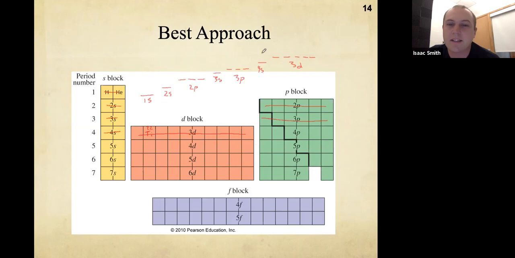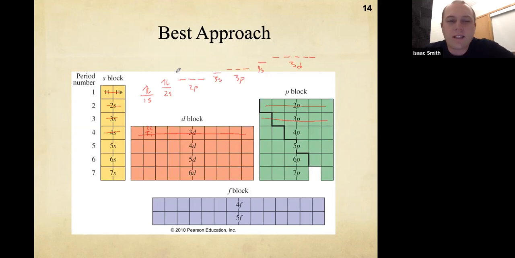So the next step is to start filling in electrons. And like I said, electrons fill in at the lowest energy orbital first. So we're going to add 2 electrons here, 2 more here, that's 4. And then we're going to start filling in the 2p orbitals.